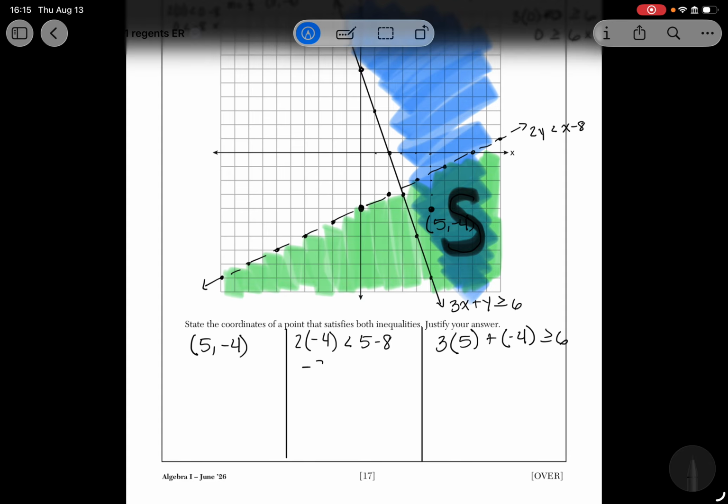2 times -4 is -8. You could also put this into a calculator. And then 5 minus 8 is -3. -8 is less than -3, which is true. So then the other one is 3 times 5, which is 15. Minus 4 is greater than or equal to 6. 15 minus 4 is 11, which is greater than or equal to 6, which is true. It satisfies both inequalities.